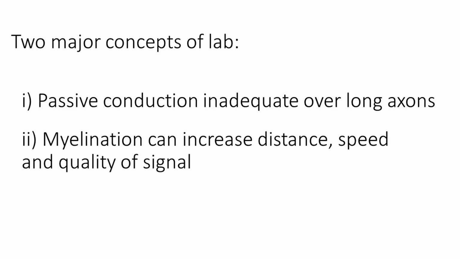This lab is intended to emphasize two principles. One, an action potential, all or nothing signal, via voltage-gated ion channels powered with ATP is necessary to boost nerve signals over distances of more than a few millimeters. Passive conduction is inadequate for longer axons. Two, myelination of axons, wrapping in heavy insulation material, can increase the distance and speed and preserve the quality of nerve signals in many axons.